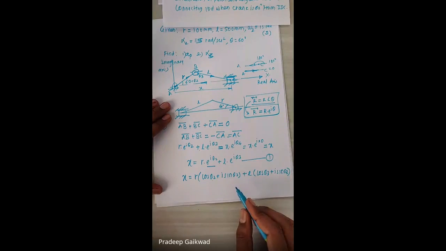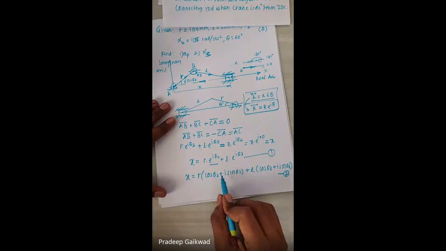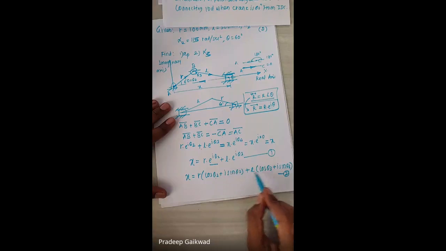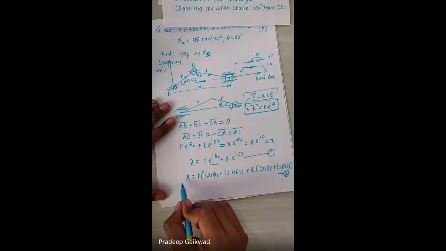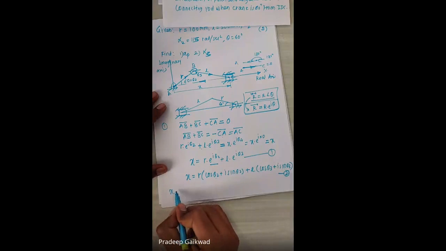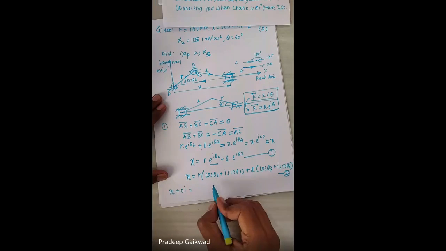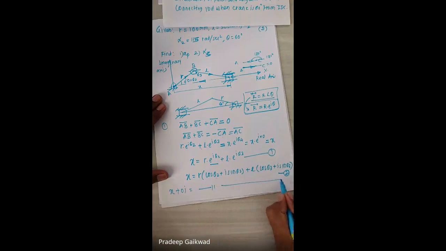Let's call it equation number 2. Now if I observe this equation, there are some real parts and some imaginary parts. The first term is real, the second term is imaginary. Therefore, I can also write this x in terms of real and imaginary parts: x plus 0i is equal to the same equation. I am not writing the equation again here, but it is the same.